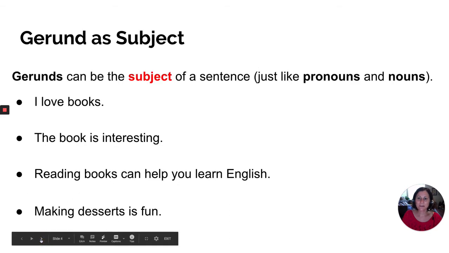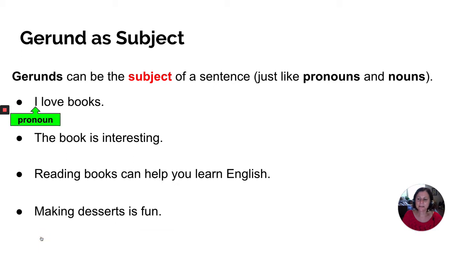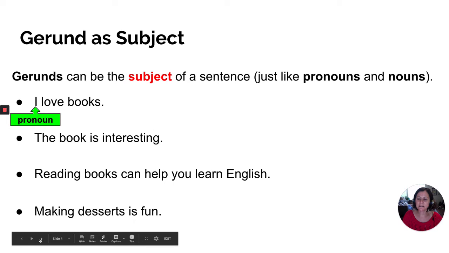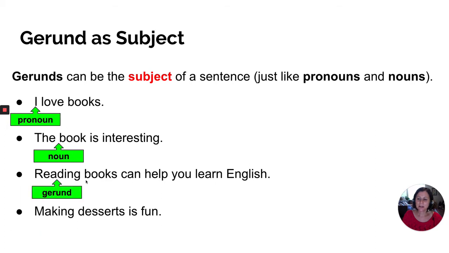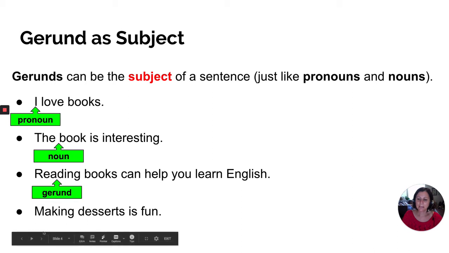Okay, let's go over the first one. Gerund as subject. Gerunds can be the subject of a sentence, just like pronouns and nouns. Here are some examples. I love books. Here I just have a pronoun as my subject, I. The book is interesting. This is a noun as the subject. Reading books can help you learn English. Here I have a gerund. Making desserts is fun. Again, I have another gerund as the subject.